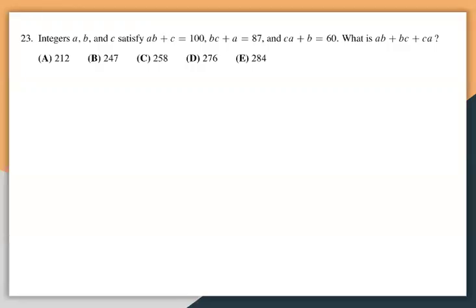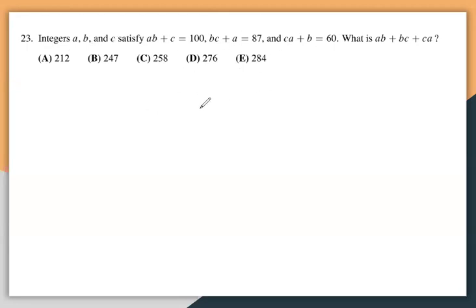Okay, so this is number 23. This was one of the challenging questions, to be honest. We are given A, B, C are integers, and then this equation and the other two equations provided. And then we are looking for the sum of the pairwise products of these variables.